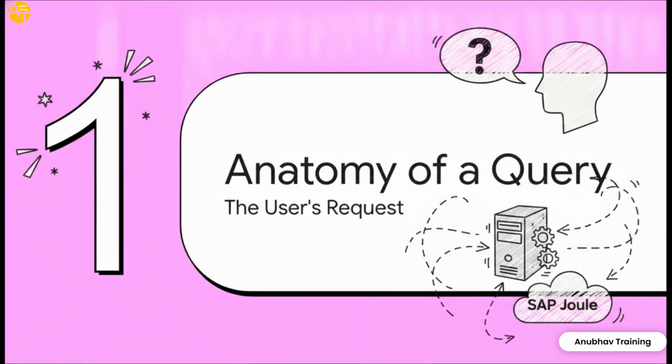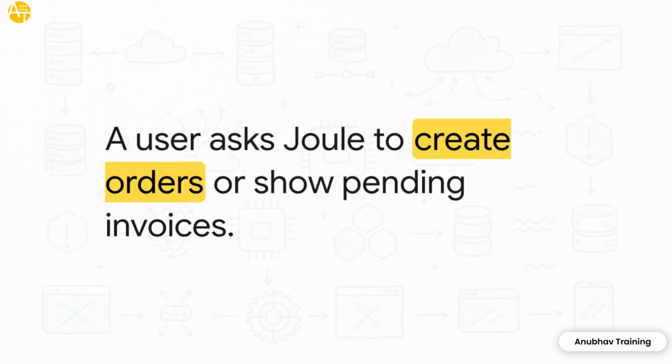Starting off with Section 1, the anatomy of a query, looking at the user's request. It all starts simply enough when you ask Joule something. It could be a direct command, something like create a purchase order. Or maybe it's a request for information, like show my pending invoices, or even a troubleshooting prompt like explain this error. This initial query is sent directly from the native Joule interface, which is located right inside whichever SAP Cloud app you're currently working in, whether that happens to be S/4HANA, SuccessFactors, Ariba, or really any other application in the landscape.